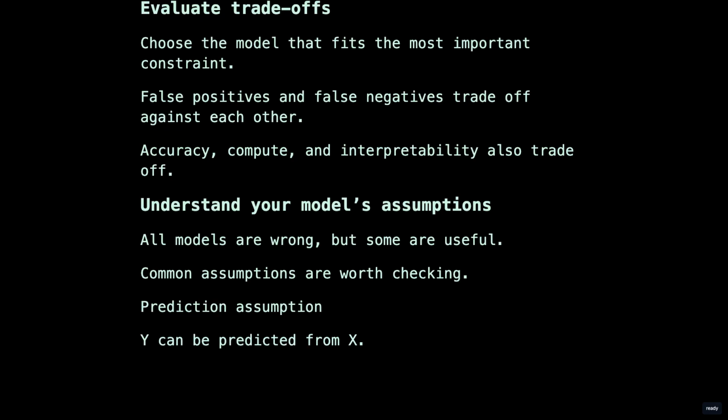Any predictor starts by assuming that the input contains enough information to estimate the target. If that relationship does not exist, model selection will not fix the underlying limitation.